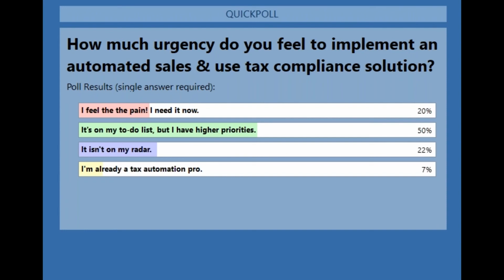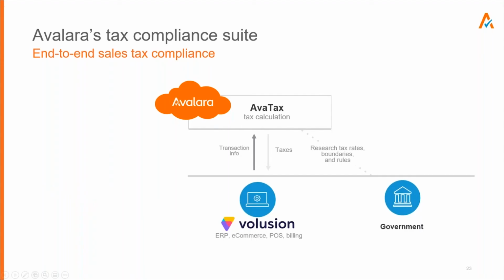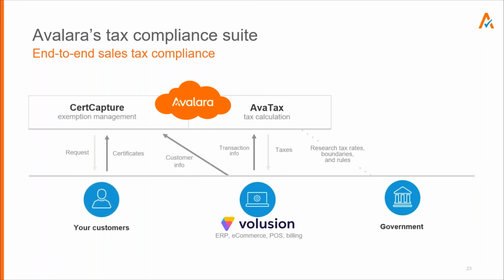Thank you. All right. So just an overview of the Avitax solution. We have an end-to-end sales tax compliance solution that's going to help ease your burden. Avitax is a calculation engine. We'll get transaction information from Volusion, and then we'll return the tax information back to the system. It allows real-time call out to get that tax calculated. All of those tax rates, boundaries, and rules, the tens of thousands of changes I talked about, that's all automatically researched and updated in that engine.